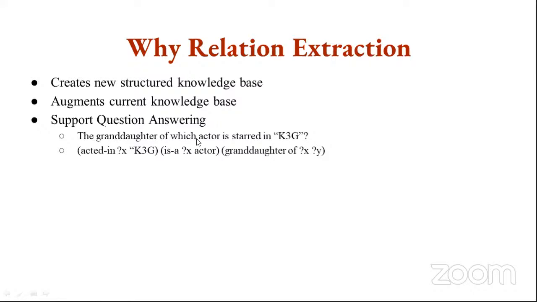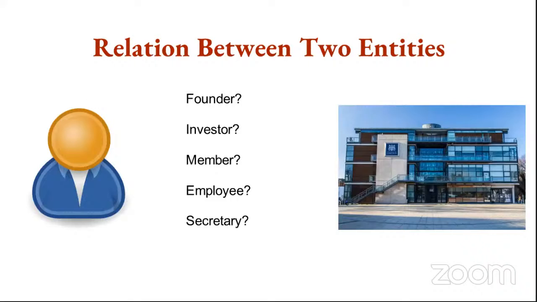For example, the granddaughter of which actor starred in K3G. So here this can be posed as a question answering problem. Acted in, this is basically the relationship. So acted in X K3G. X is an unknown actor and K3G is the film. So the relationship is basically acted in. Then actor is another relationship, X actor. Then granddaughter of X, Y. This is another relationship. So we can express the question answering problem as a relation extraction problem, and then relation extraction can be used to solve the question answering problem.